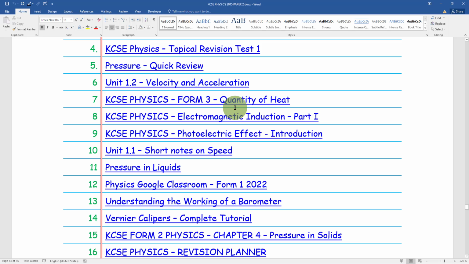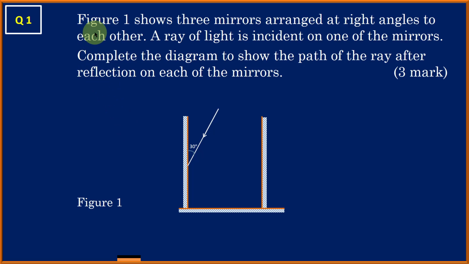So let's go straight to the first question. This first question is on reflection of light. You're told that the figure shows three mirrors arranged at right angles to each other. A ray of light is incident on one of the mirrors. We are required to complete the diagram to show the path of the ray after reflection on each of the mirrors. When such a question is given, we are testing the first law of reflection, which states that the angle of incidence is equal to the angle of reflection.